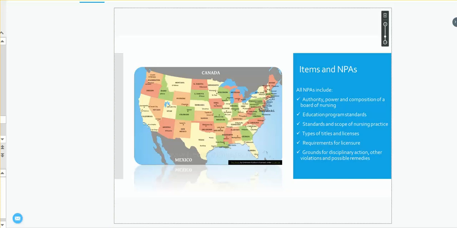So all nurse practice acts, no matter which state they're in, do guide education program standards, the standards and scope of nursing practice, the types and titles of licensures, requirements for licensure and maintaining licensure, grounds for disciplinary action and violations, and they have the authority, power, and composition of a board of nursing. So let's take a look at these.